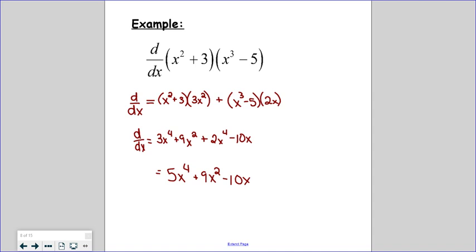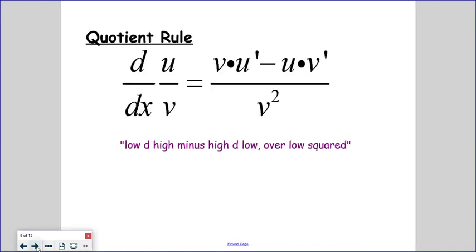Okay. Quotient rule. Quotient rule means we are dividing, and this one is a little more complex, and order matters on this one. So we are taking the derivative of some function divided by another function, u divided by v. Our derivative format for quotient rule says this.